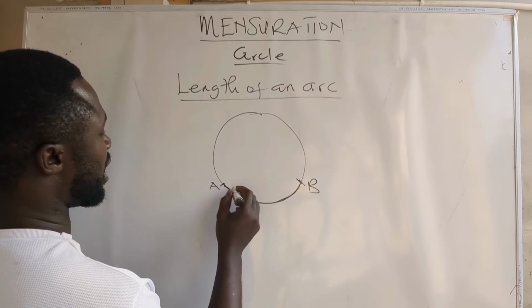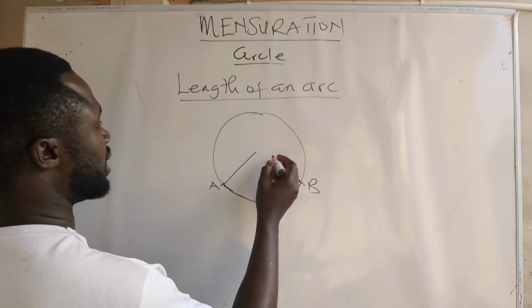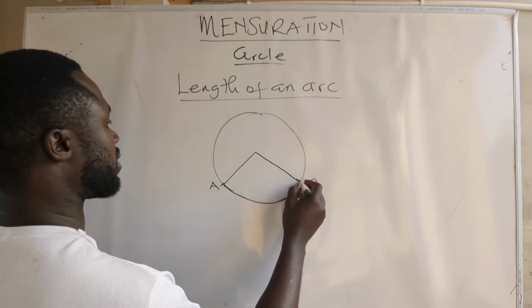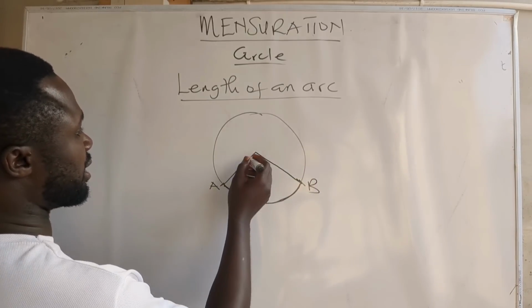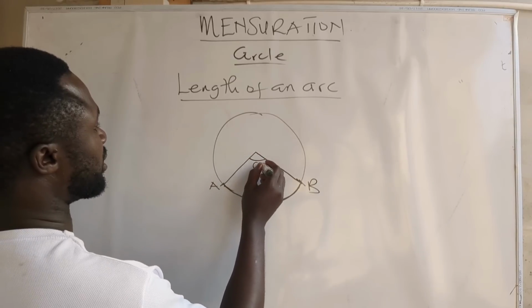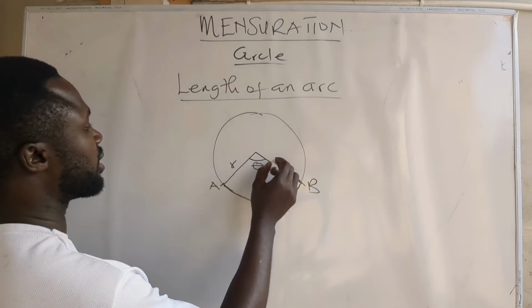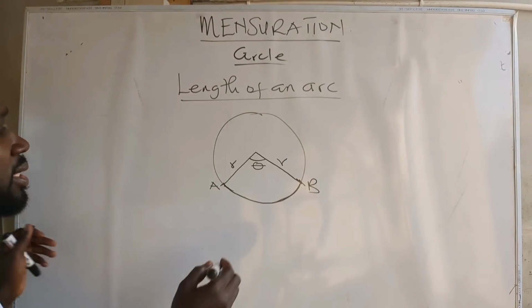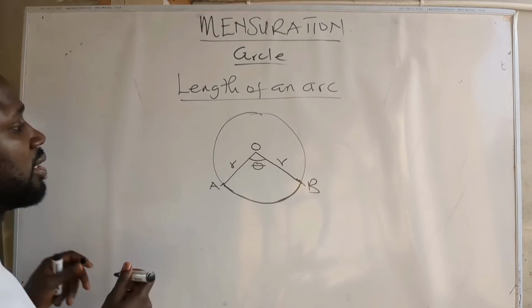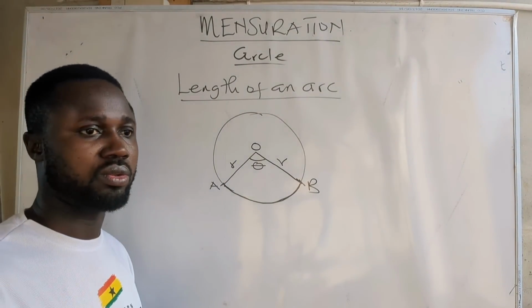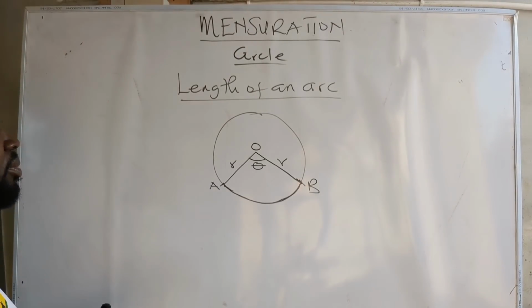So the length of this arc is the same as what this particular arc, the angle it will subtend at the center of the circle. It's proportional to the angle subtended at the center. So let's say here is the center. The center is O.